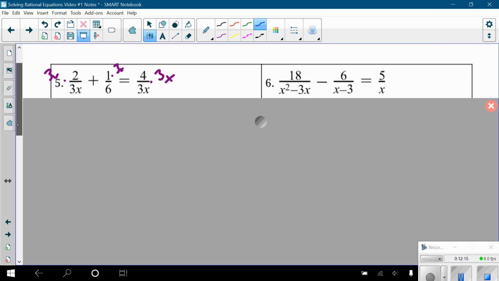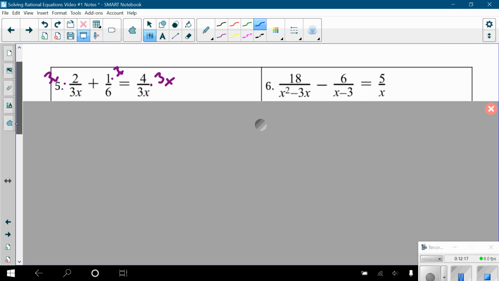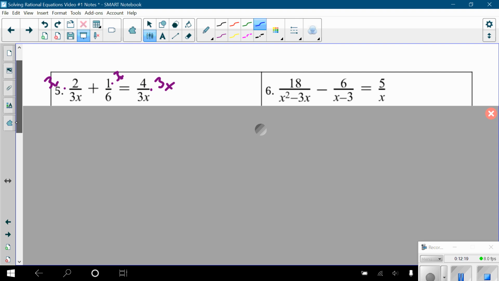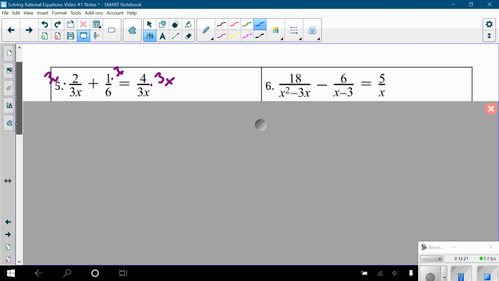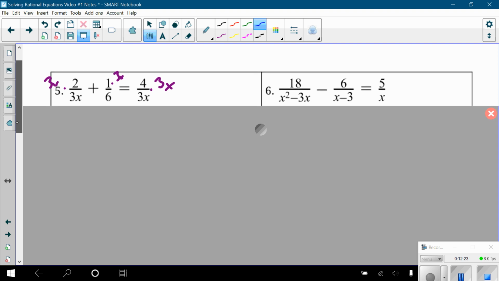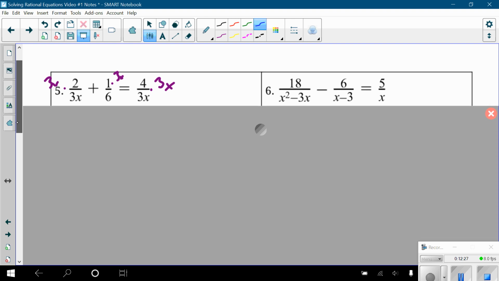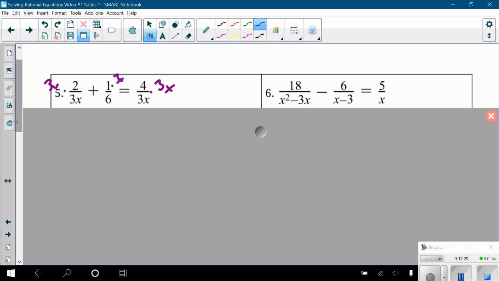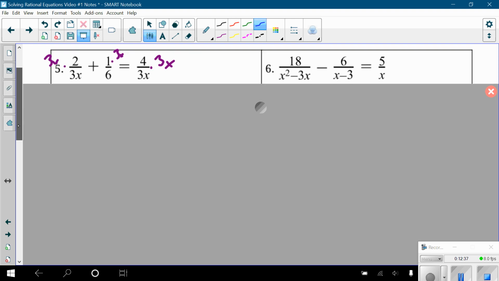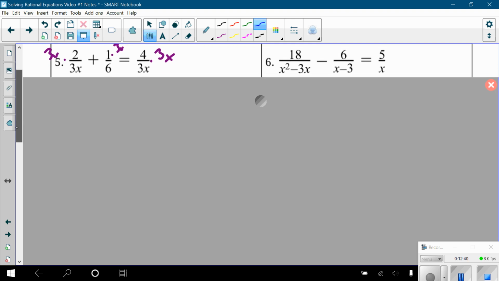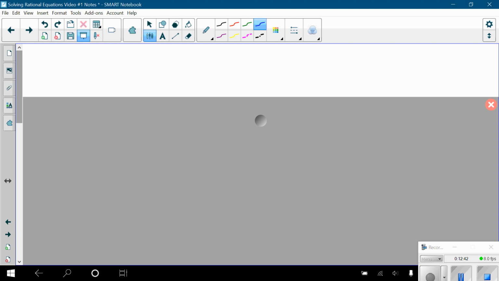So for number 5, again, it's not a fraction equal to a fraction. It's a more complicated one. So I'm going to multiply through by the least common denominator, which is 3x. Okay, so I'm going to multiply through here by 3x. If you did 6x, that also works. It should work out the exact same way. I did 3x because it worked here, but if you multiply through by 6x, that's totally fine. You would get a slightly different equation, but you get the same answer.